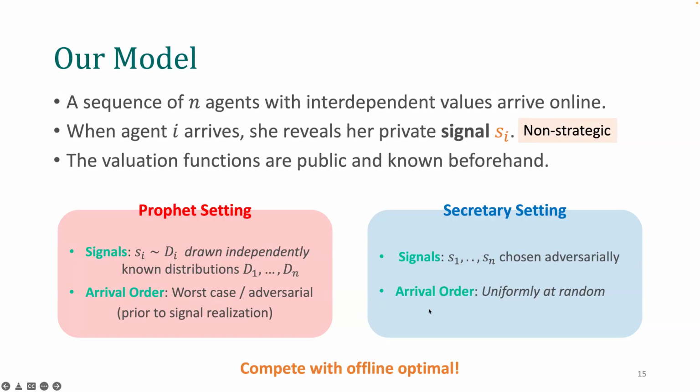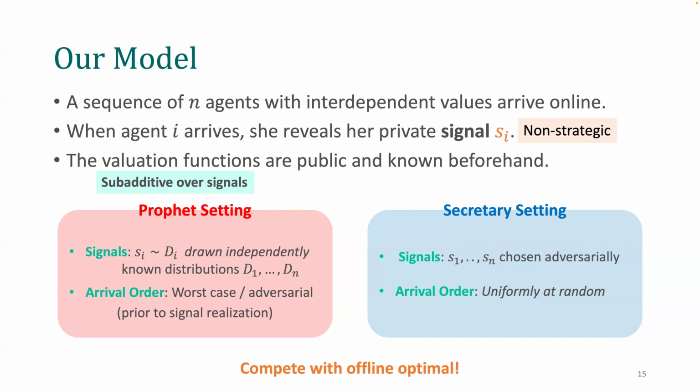In both of these, we again want to compete with the offline optimal. Can an online algorithm here do well compared to the expected max over all the interdependent values, knowing the signal realizations fully?